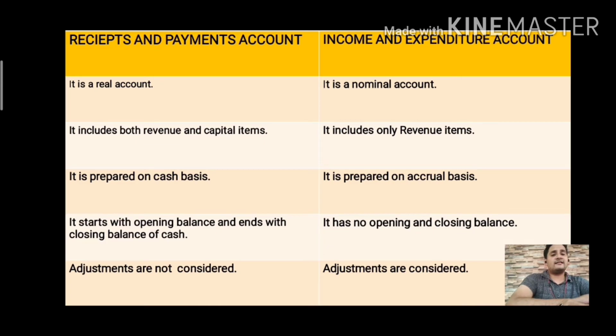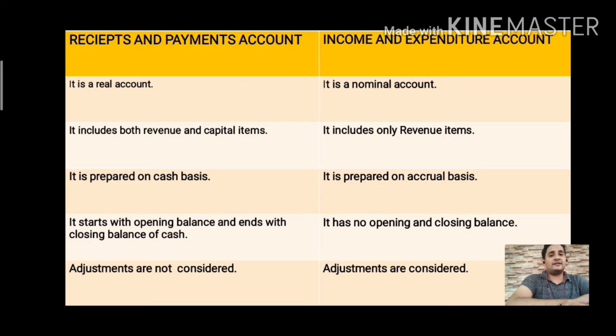Now, let us discuss the difference between receipts and payments account and income and expenditure account. So, receipts and payments account is a real account and income and expenditure account is a nominal account. You have to remember that income and expenditure is a what? Nominal account, and receipts and payments account is a what? Real account. Receipts and payments account includes both revenue and capital items. While preparing receipts and payments account, you have to consider both revenue and capital items, but while preparing income and expenditure account, you have to consider only revenue items, revenue receipts and revenue payments.